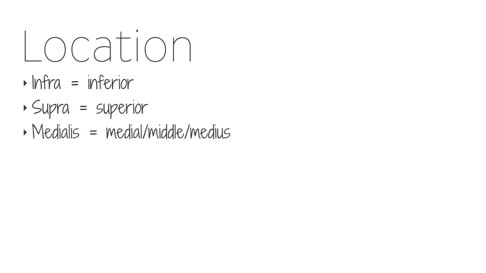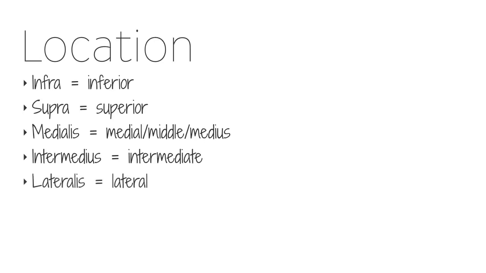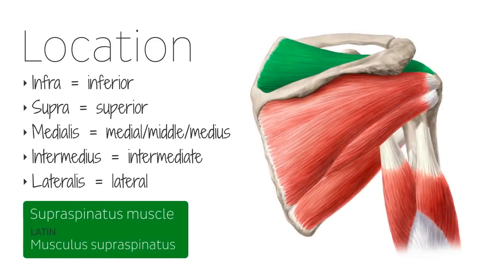Some muscles also derive their names after their position or location in reference to a similar muscle, and in that case, the following terms would be used. Infra or inferior, meaning below or more caudally situated. Supra or superior, meaning above or more cranially situated. Medialis, medial, middle or medius, meaning in the middle or closer to the midline. Intermedius, meaning intermediate. And lateralis or lateral, meaning to the side or away from the midline. An example of a muscle named using one of these basic terminologies would be a muscle we've looked at briefly before, the supraspinatus muscle, which is the more superiorly situated of the two spinatus muscles of the scapula.